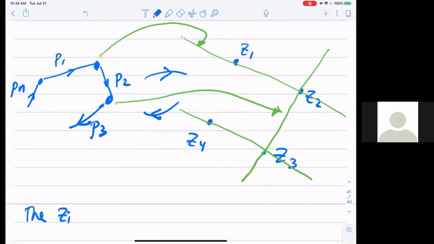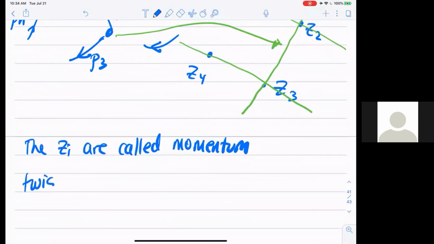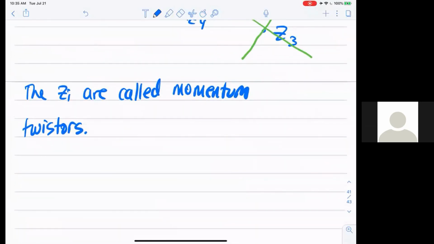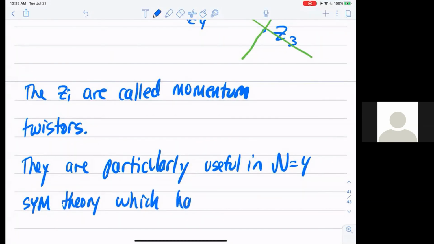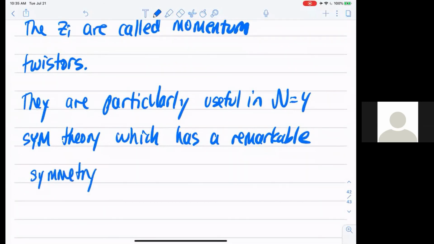Okay, so the ZI are called momentum twisters. Okay, and just as my very last sentence, because I know my time is coming to an end, they are particularly useful. I mean, they showcase the example where their power shines, in N equals 4 super Yang-Mills theory, which has a remarkable symmetry called dual conformal invariance. Actually, dual super conformal invariance.